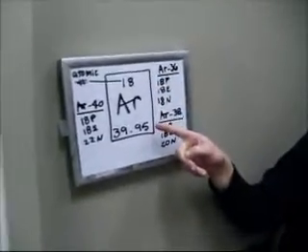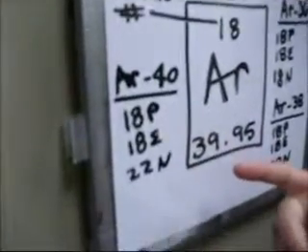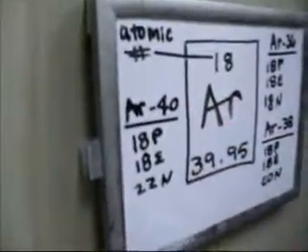To determine the number of neutrons in each isotope, you subtract the atomic number, 18 for all, from the mass number. For example, the number of neutrons in argon-40 would be 22, since you simply subtract 18 from 40. So there are 18 neutrons in argon-36.